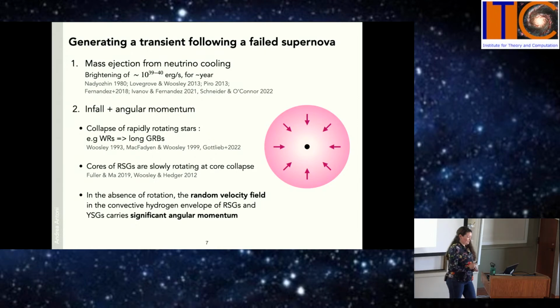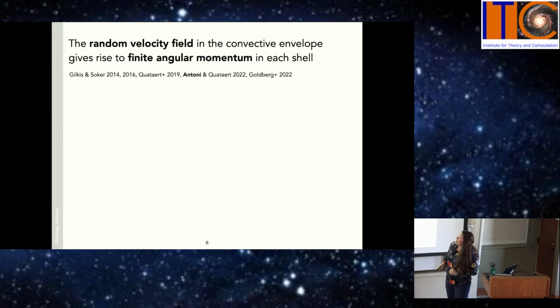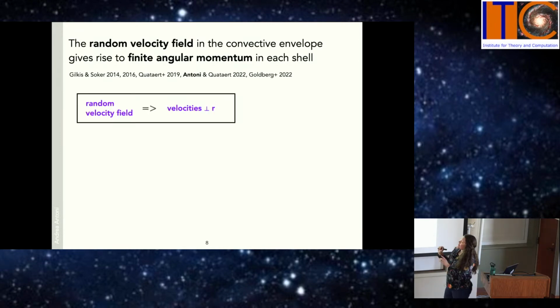Let's step through that. So the hydrogen envelope, just think about this. You have this random velocity field in this spherical geometry. If you imagine a parcel of gas in that stellar envelope, it has this random velocity vector that's going to have some component of its velocity perpendicular to r. So that means it has some specific angular momentum about the core, right? It has some theta and phi velocity, so it has some j.